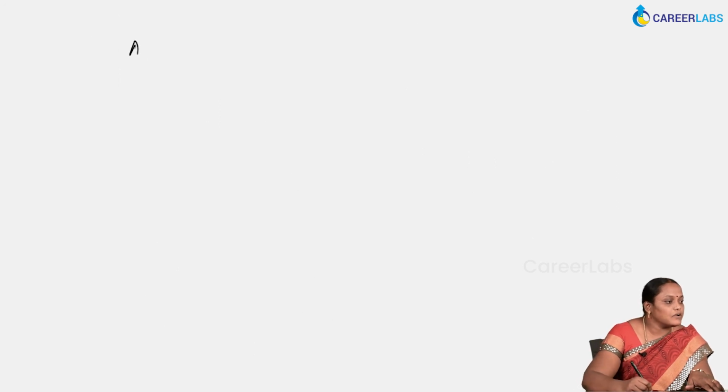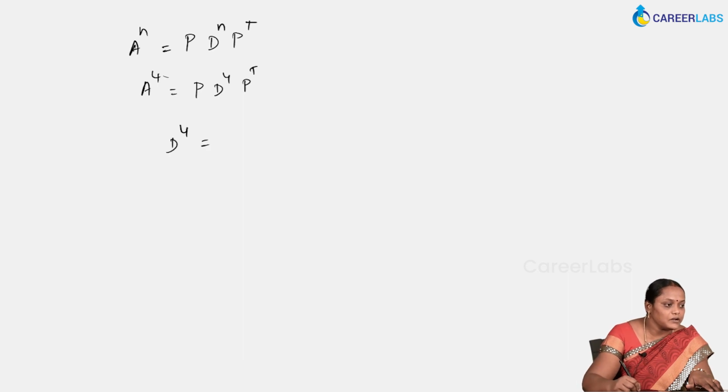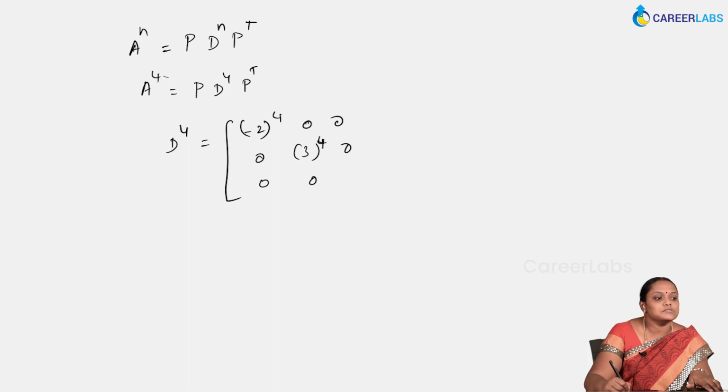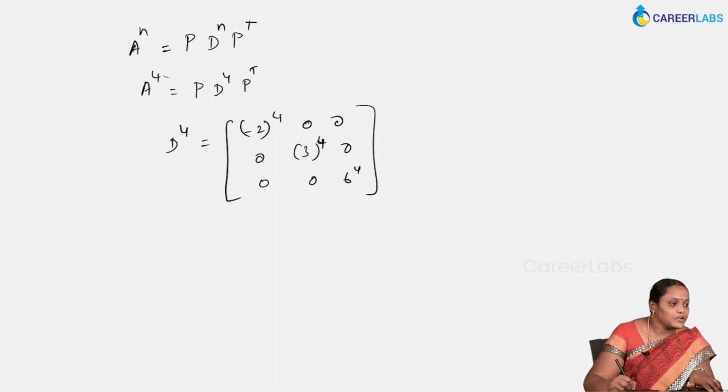So if we want to find the value of A power 4, we know that A power n is given by P D to the power n P transpose. So if you want A power 4, replace n by 4. So that is P times D to the power 4 into P transpose. This D power 4 is nothing but from each and every element you can take the power directly. So this will be minus 2 to the power 4, 0, 0, 0, 3 to the power 4, 0, 0, 0, 6 to the power 4.